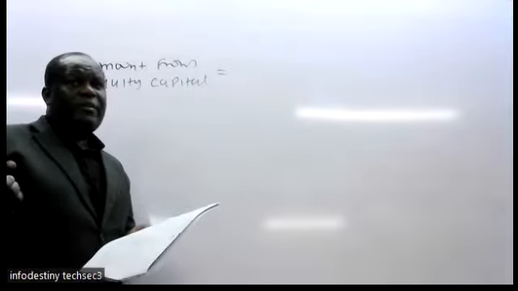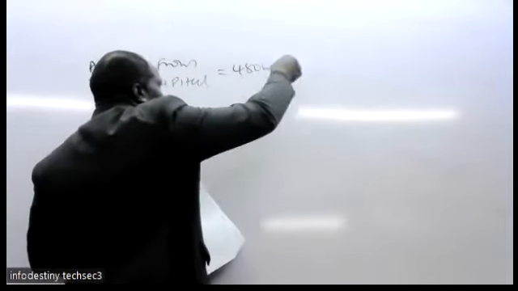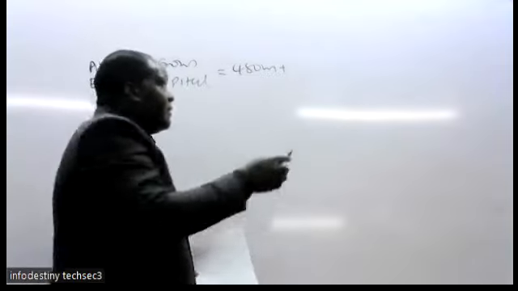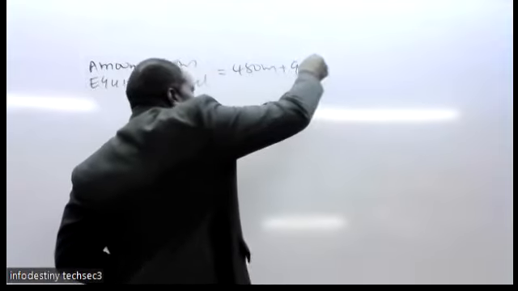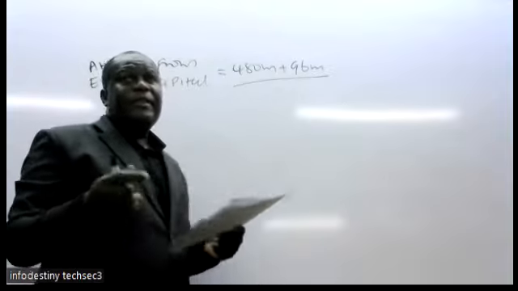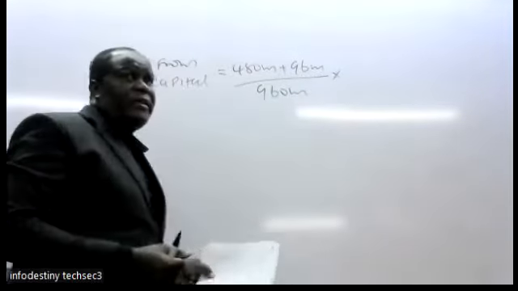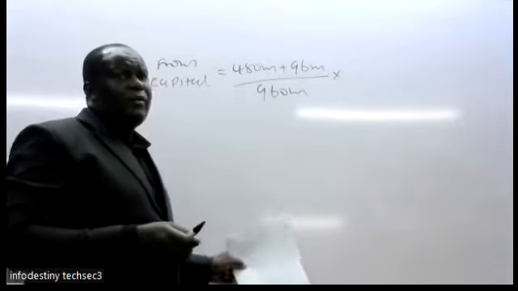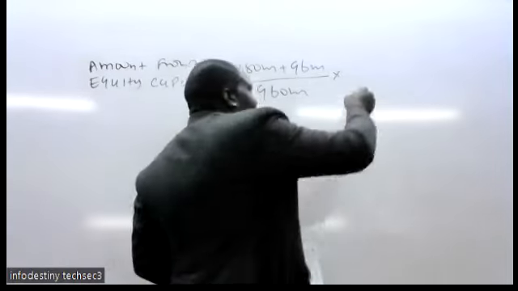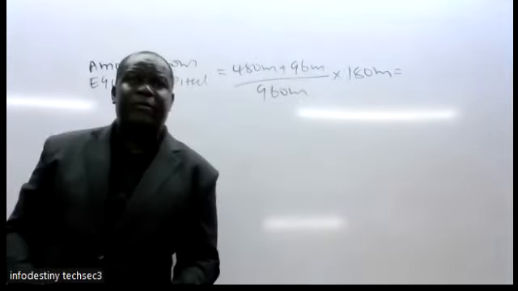You can see the ordinary share is 480. So you take the 480 million plus the retained earnings, which is 96. Once you add them together, divide by the total, which is 960, multiplied by the amount to raise. The amount to raise in the first paragraph was 180 million. So that should give you the amount from the equity.